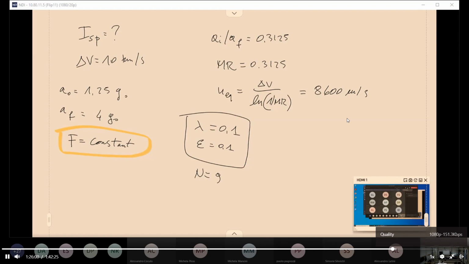So from the initial information, we know this. This is not a datum of the problem. This was for the first part. What we know now is this one.